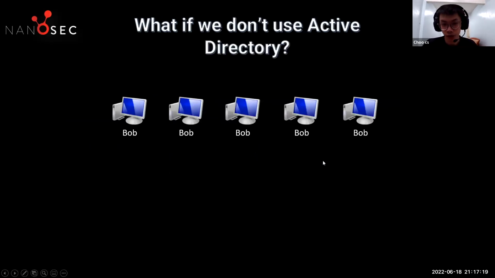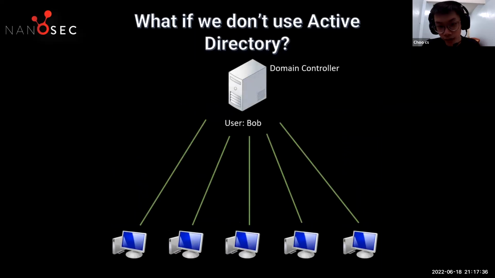Imagine if we don't use Active Directory, and we have 5 computers in front of us. If Bob wants to access each of the computers, he would need to register a new account for each PC. But if we are using AD, we can set up a domain controller, a DC. Inside the DC, we create all the users, and we distribute the users to all the computers by allowing them to authenticate from each computer. So user Bob can log in at each computer without needing to create a new account for each one.